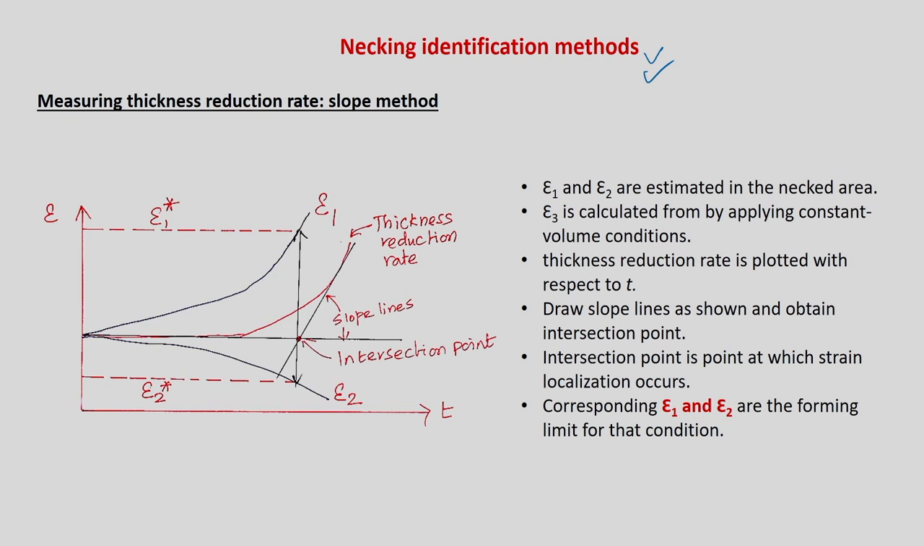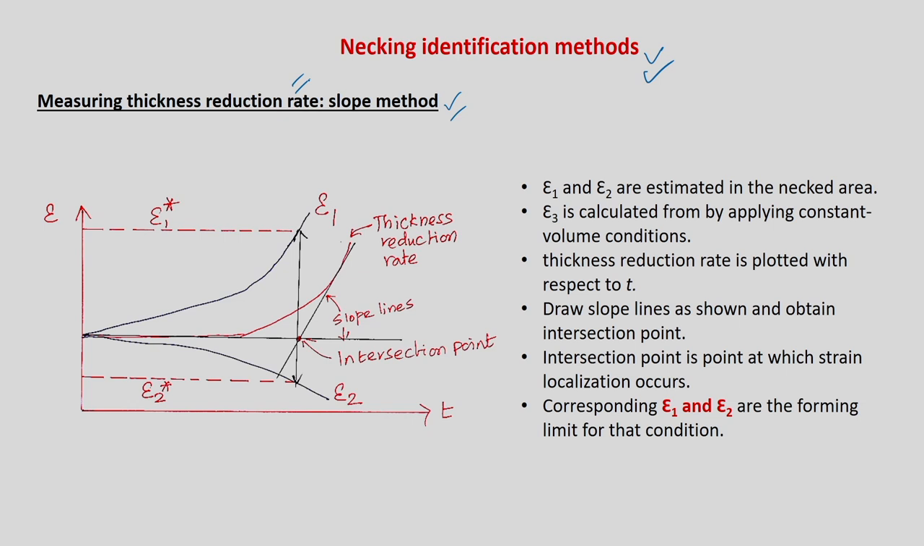Okay, you know, practically. Experimentally, of course, you can see the sheet, and then you can say that yes, necking has happened, or you can touch it and see. But that is not actually possible in theoretical estimation. So, how do you identify necking? There are 3-4 methods available, but I am going to explain only 2 methods which are simple to implement. One is called a slope method, where you measure the thickness reduction rate.